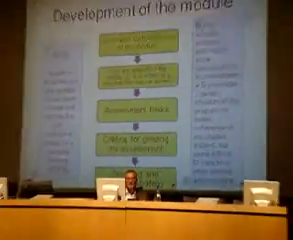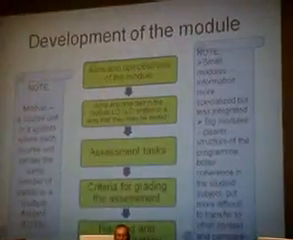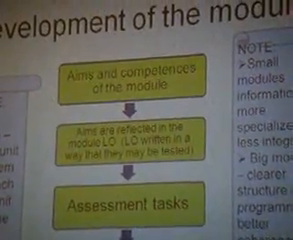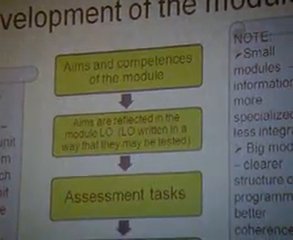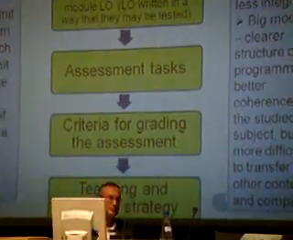And again, we describe aims and competences. Aims are reflected in the module learning outcomes and competences. And of course, they have to be written in a way that they can be tested. It's one of the most important requirements. We define assessment tasks, we define criteria for grading and assessment, and we define the teaching and learning strategy for the module.